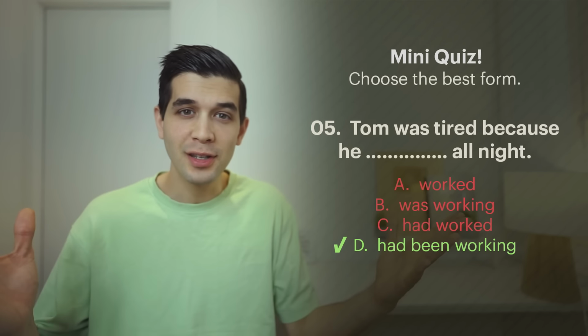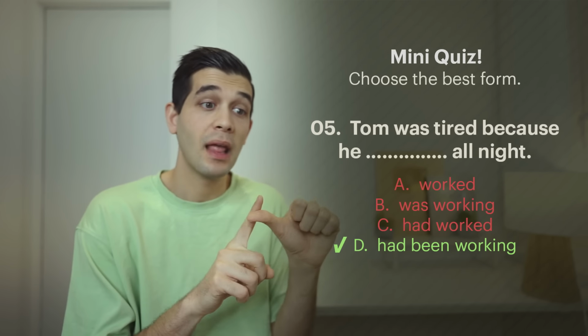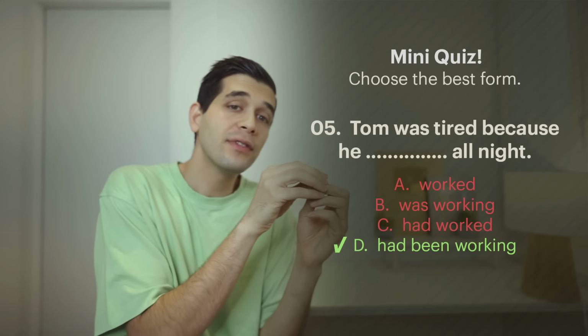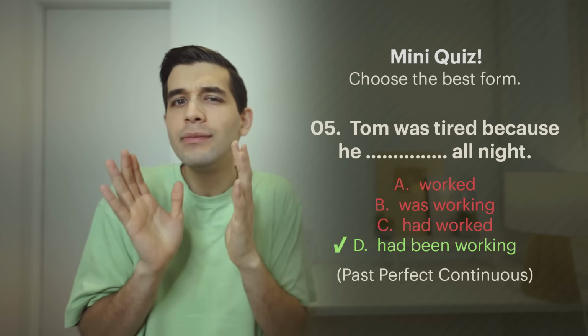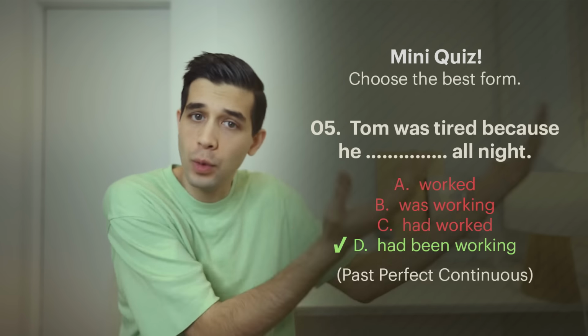Lovely! 2 actions in the past. He was tired and he worked. But one of them is before the other action and was a long action. He had been working and then he was tired.